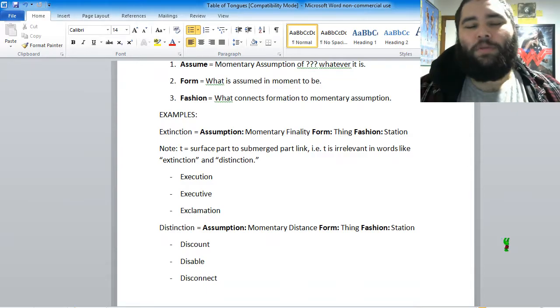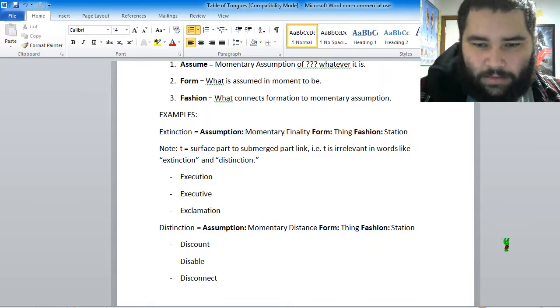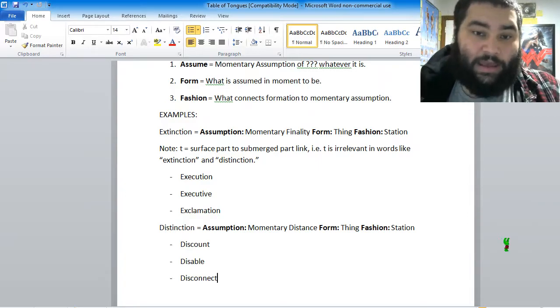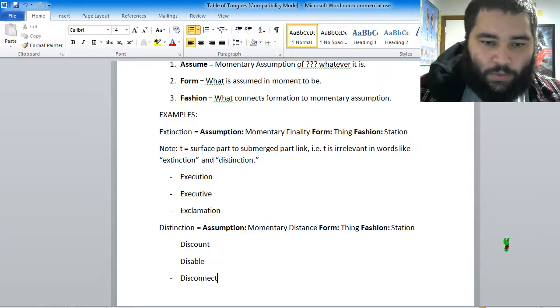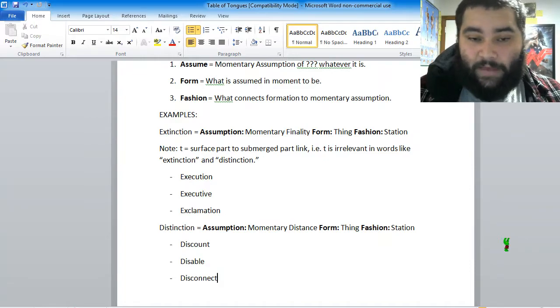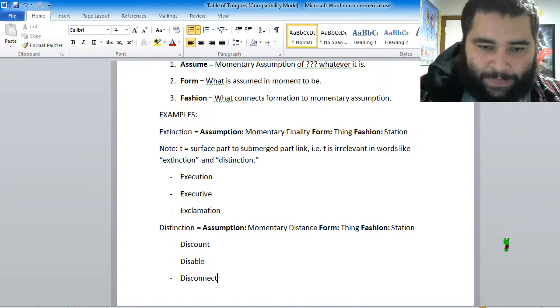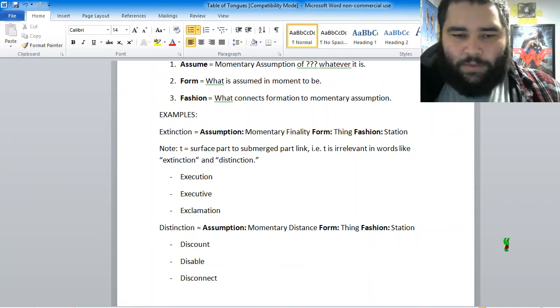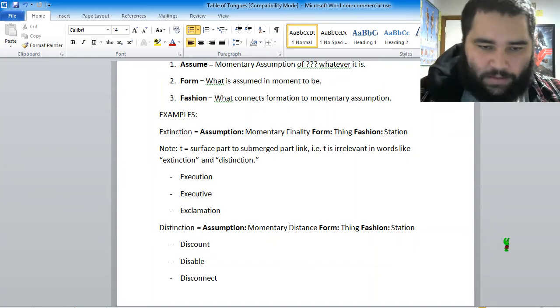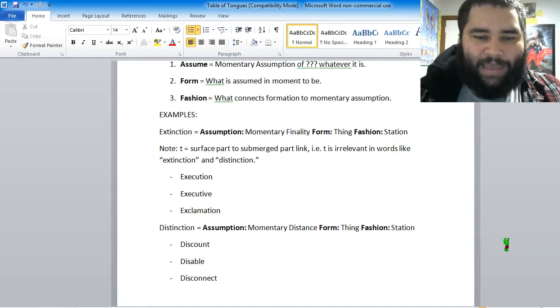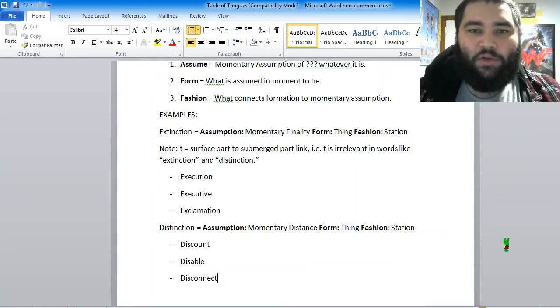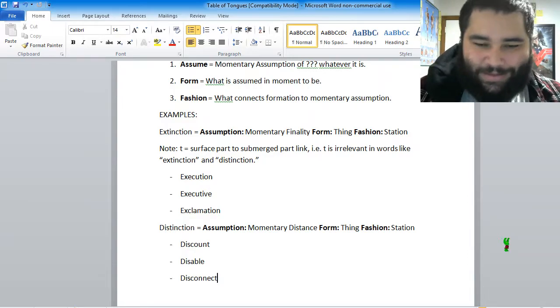So the assumption here is momentary distance. The form, again, is thing. And the fashion is, again, station. And so some other words to provide backup for what I'm saying: discount, disable, disconnect. So these are the words starting with dis, D-I-S. And so what do they have in common? They refer to distance, but not just distance, momentary distance.